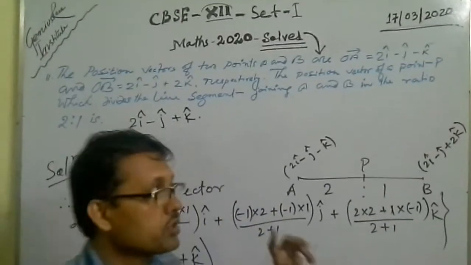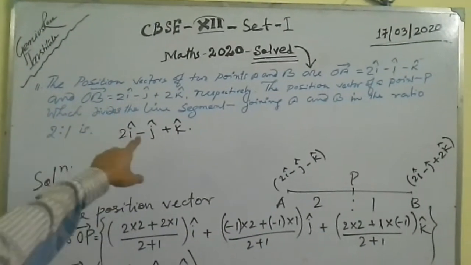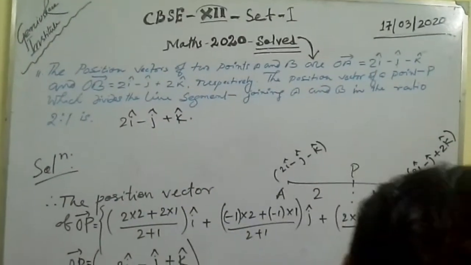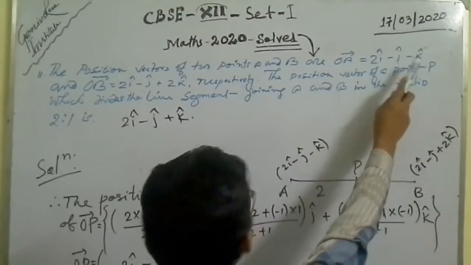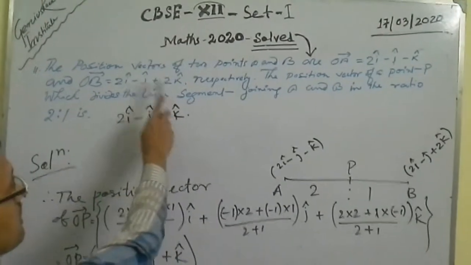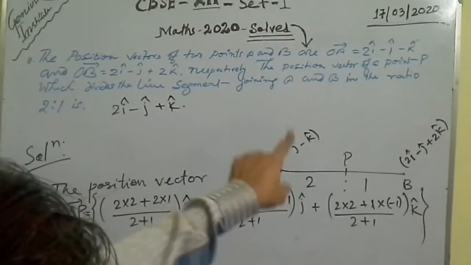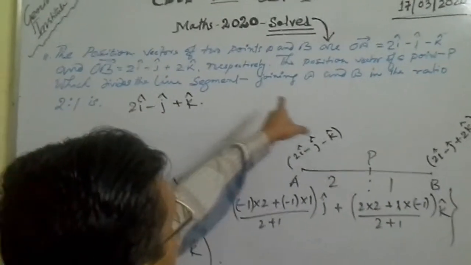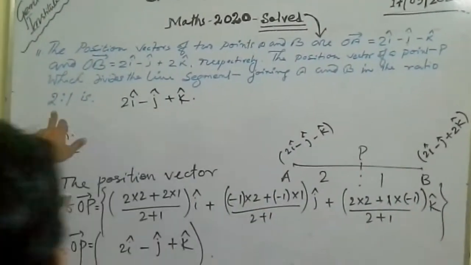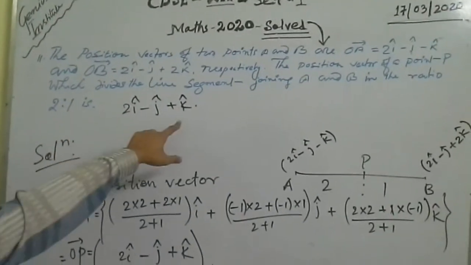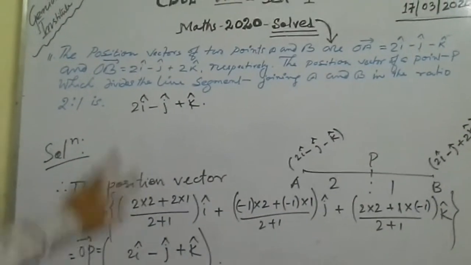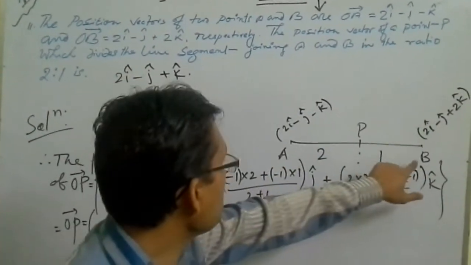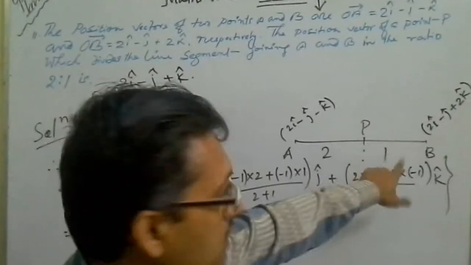Question number 11: the position vector of two points A and B, first OA position vector is given and OB position vector is given respectively. Now the position vector of point P, which divides the line segment joining A and B in the ratio 2:1, is this. Solution is the position vector. If we see the diagram, this is A and this is B, the ratio is 2:1 at P.